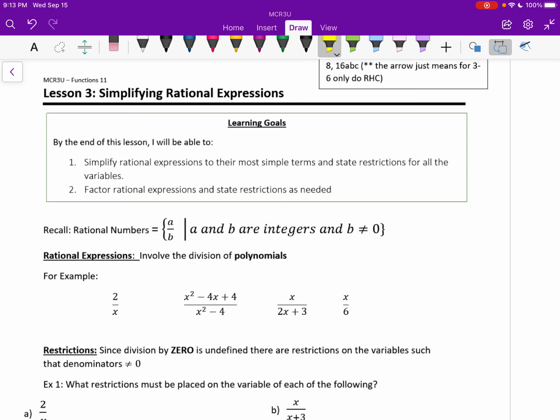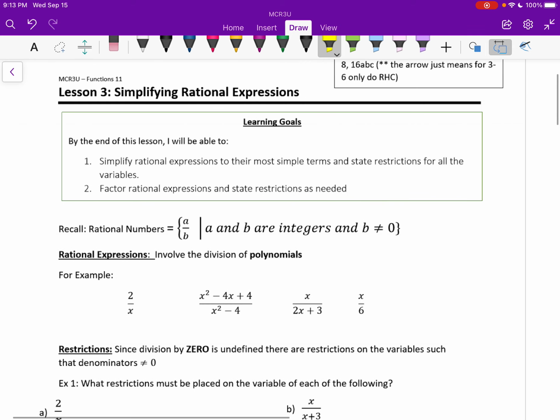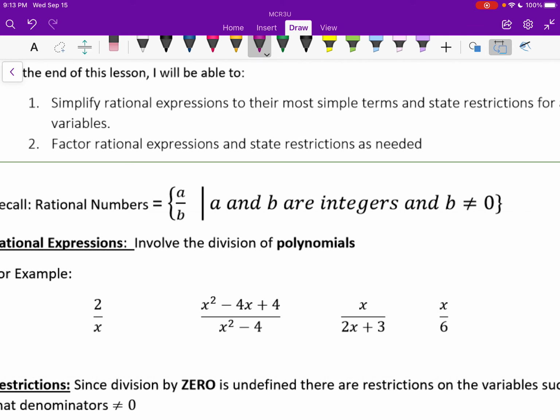A little bit of recall from maybe grade 9. Rational numbers are like fractions, right? So it's a over b, where a and b are integers. So you have 1/2, you have 2/3. You can't have 2.5 as a or b. That doesn't count. And you can't have b equal to 0. The reason that you can't have b equal to 0 is because you can't have a 0 in the denominator. That automatically makes this undefined.